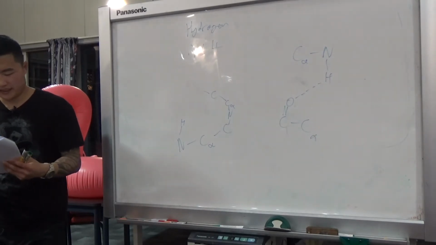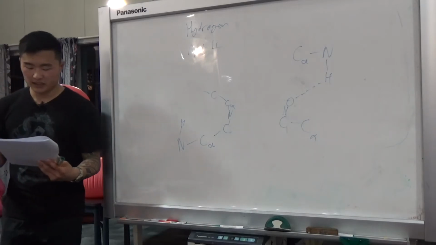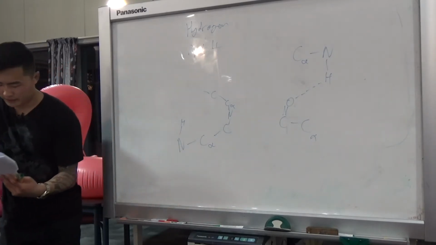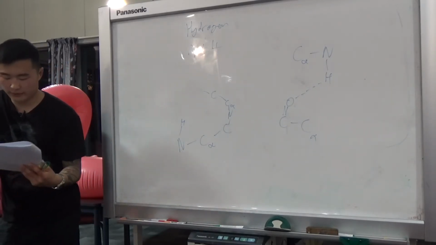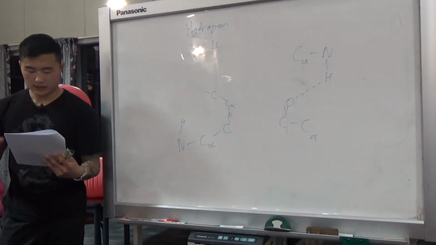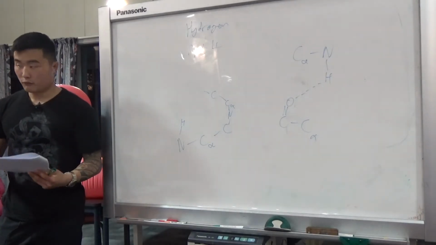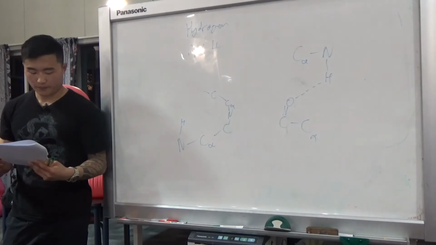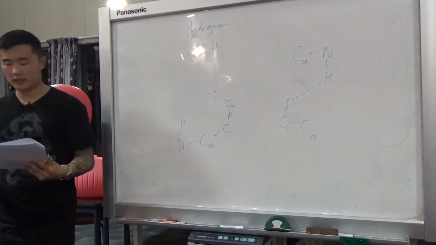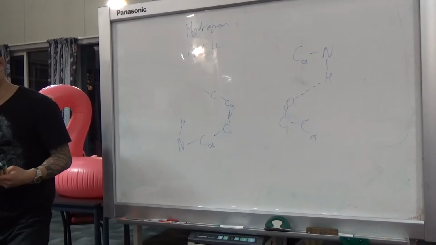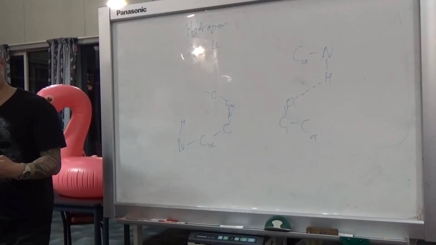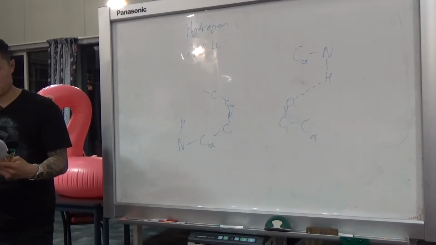and so the key properties is there's 3.6 residues per turn. Each turn is 5.4 angstroms apart, and it's a right-handed helix, and the side chains are going to point outwards. Okay.